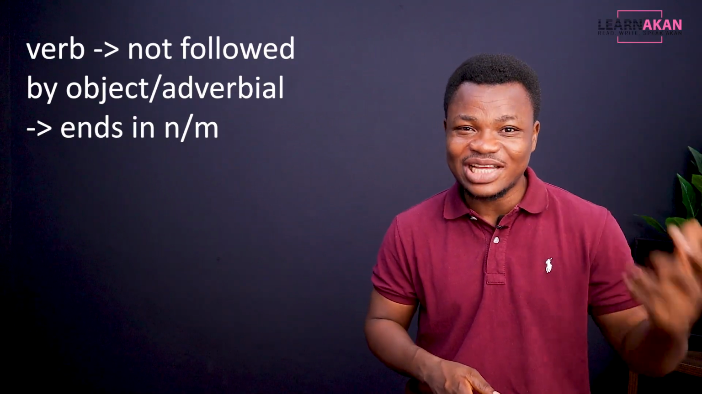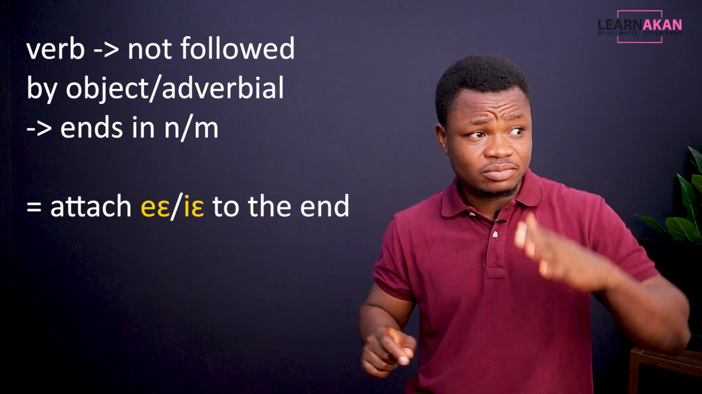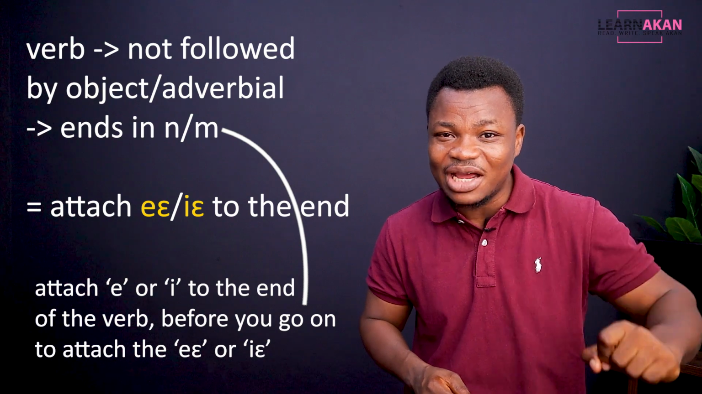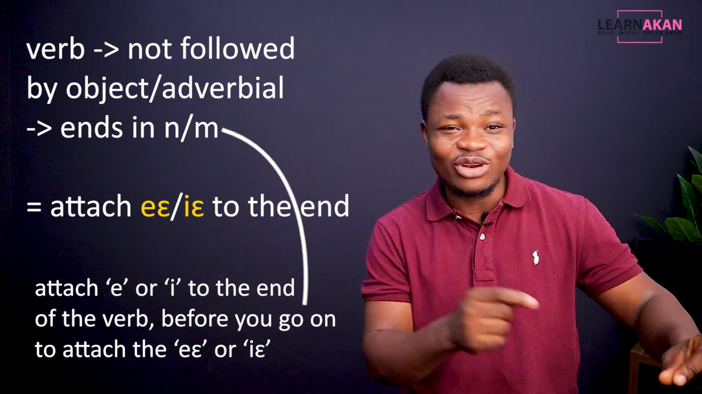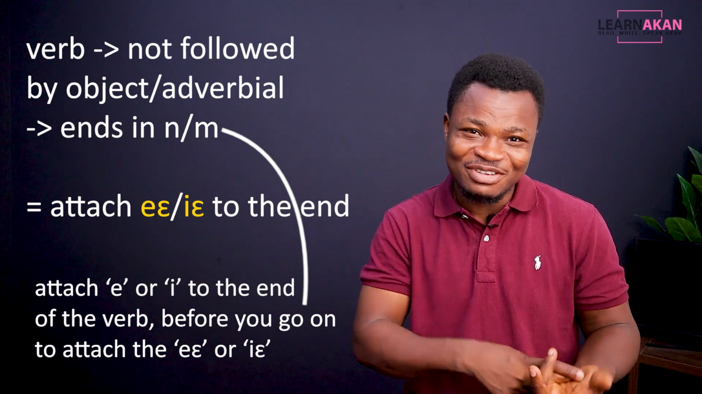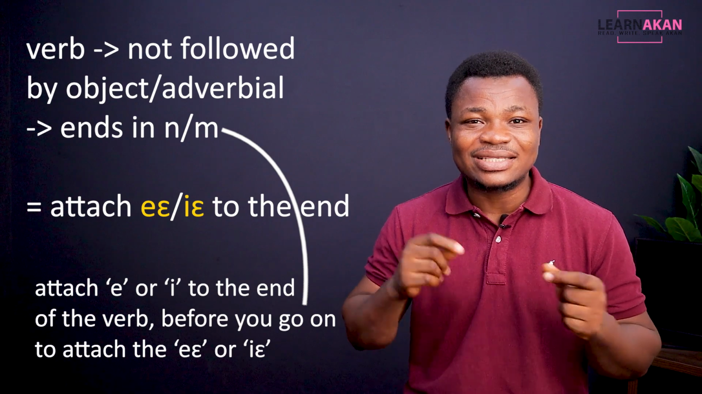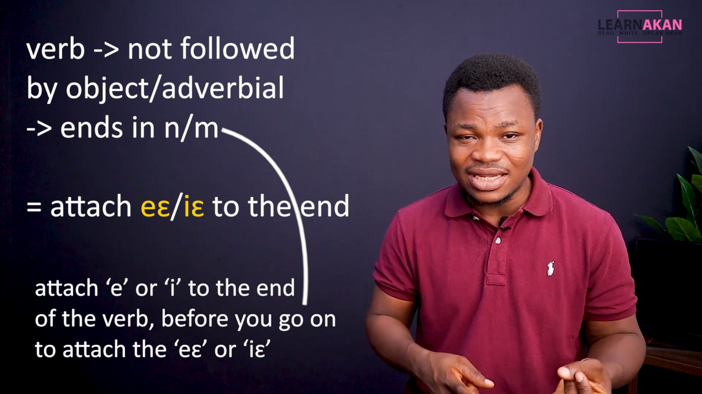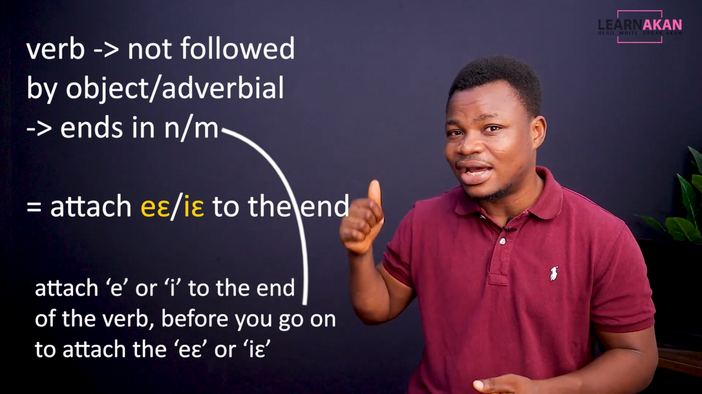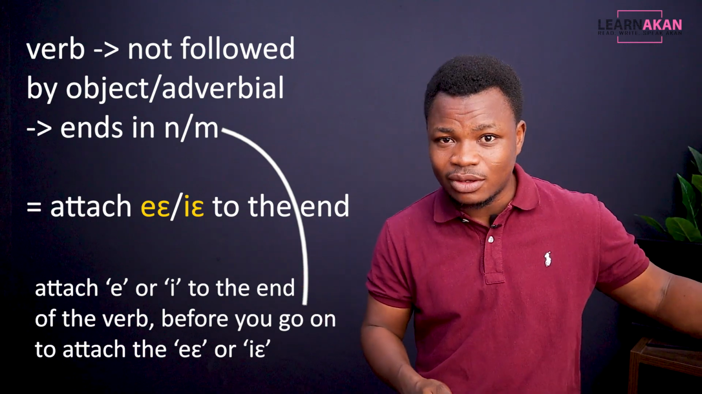So to form the past tense of such verbs, we still attach to the end either a or e, just like the previous one. But before you do that, you need to ensure that the verb ends in a vowel and not the nasals. Okay, so if you have a Twi verb that is not being followed by an object or an adverbial, and it ends in either of the nasals, I'm saying that we form its past tense by attaching to the end either a or e, just like the verbs that end in vowels.